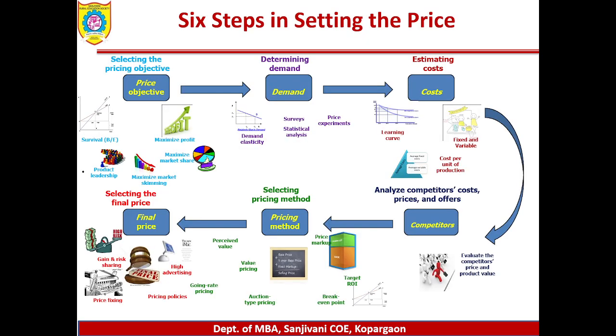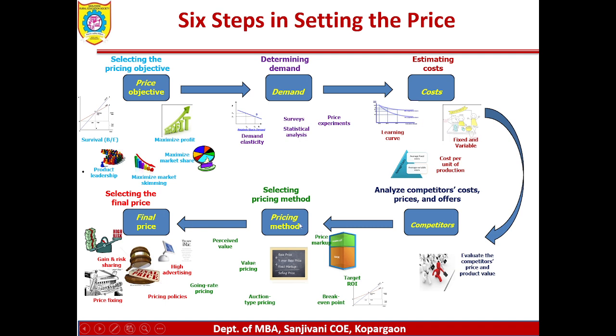In summary, we can see in this diagram the first step, that is price objective, which has been shown with various curves: survival, product leadership, maximum market skimming, maximum market share, maximum profit. Then demand: determine the demand of that product, elasticity of demand. You have to go with surveys, statistical analysis, and price experiments to understand the demand of that product. Cost, which is fixed and variable cost, cost per unit of production. Analyze the competitors' cost, price, and offers, that is competition. Evaluate the competitors' price and product value also.